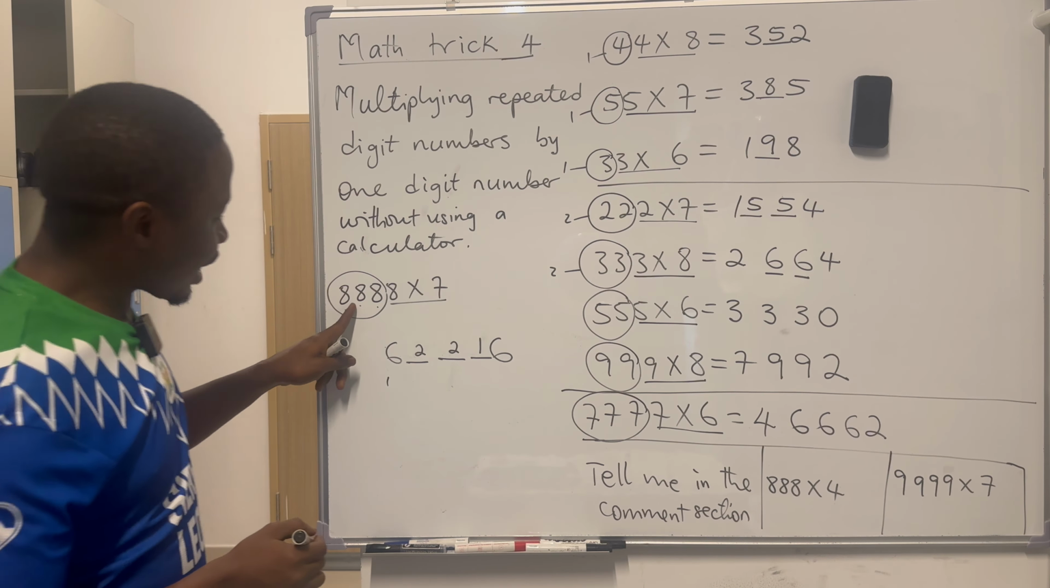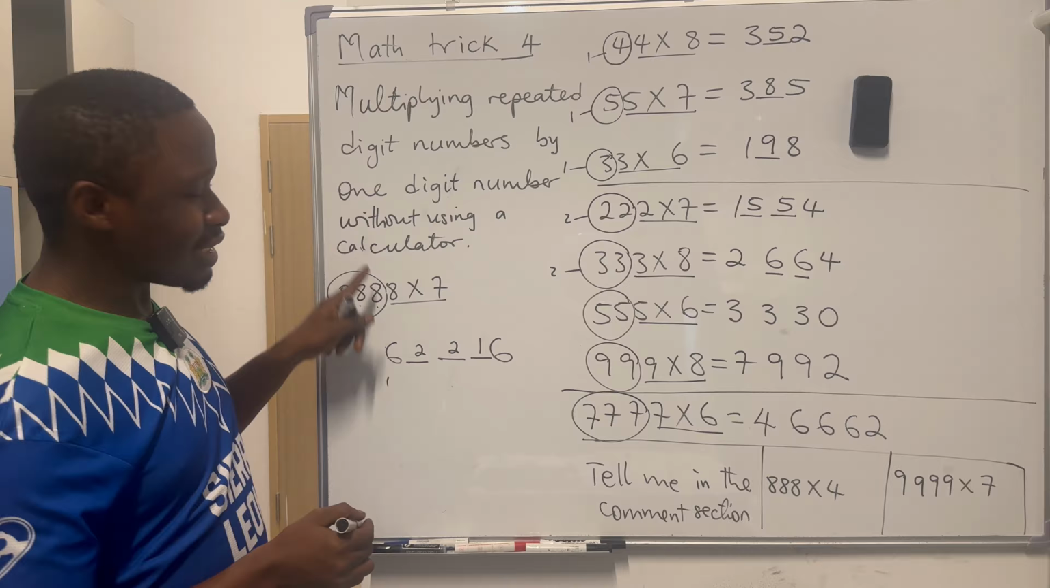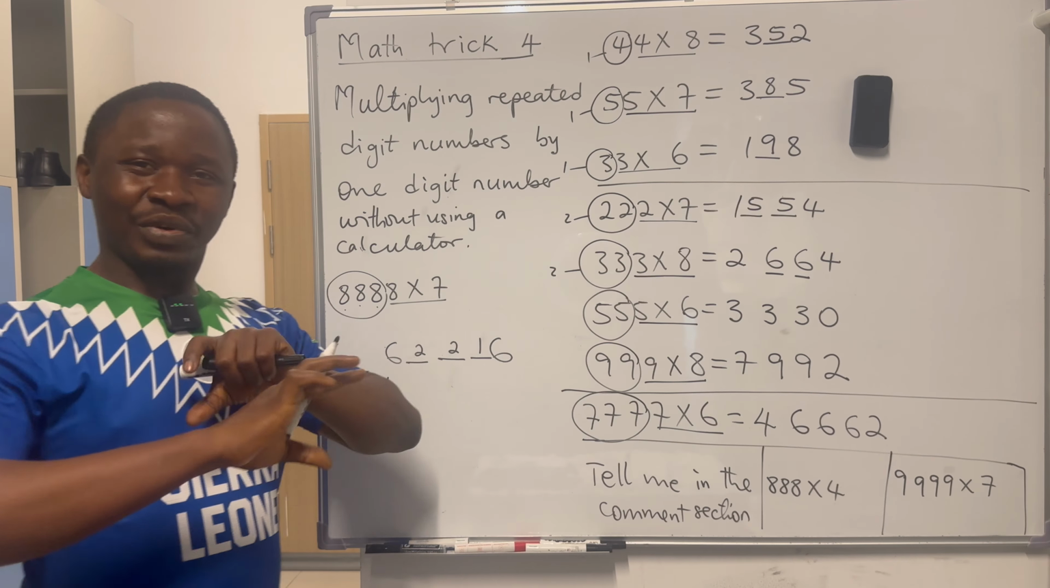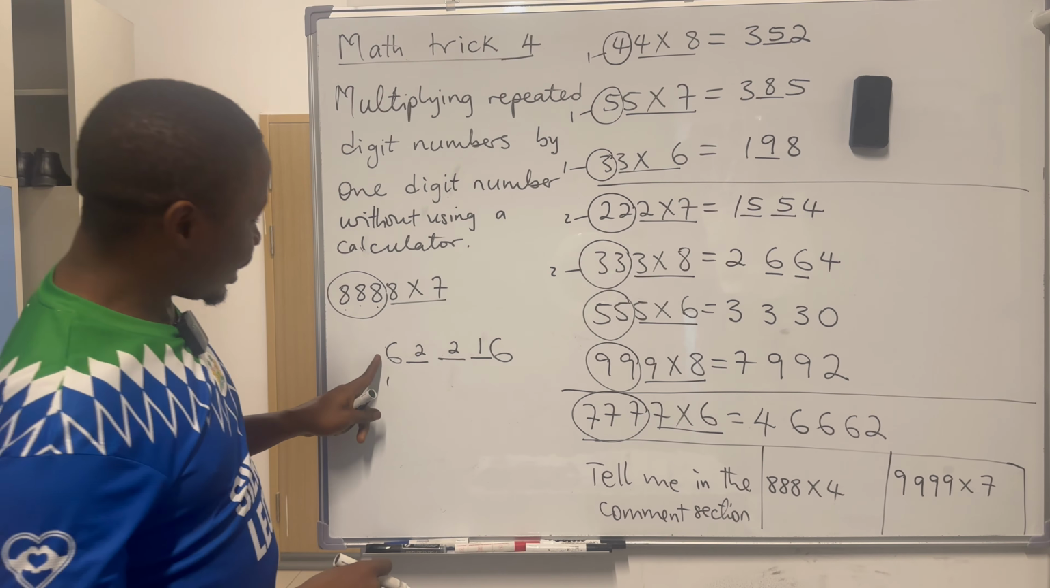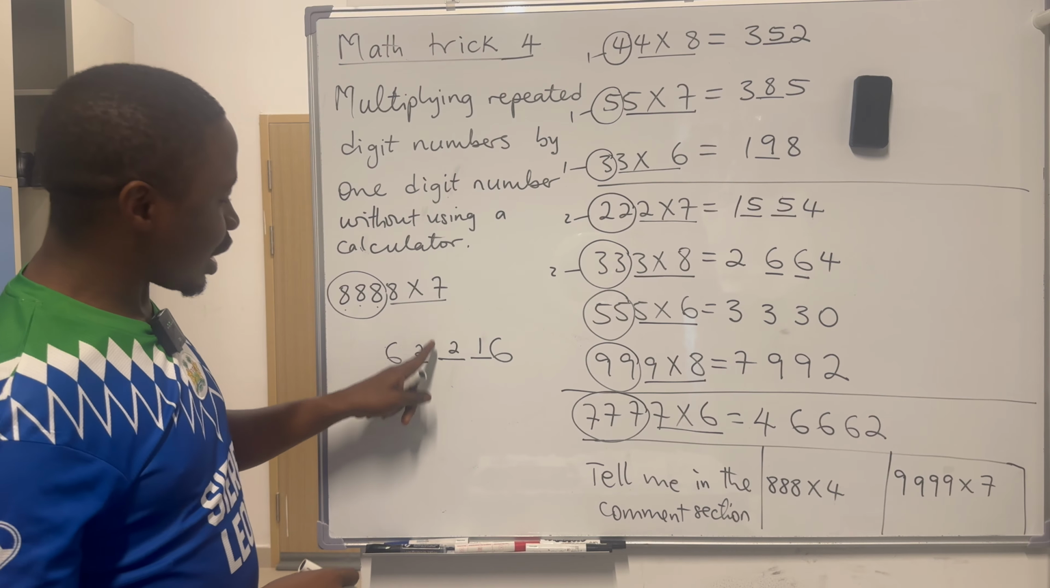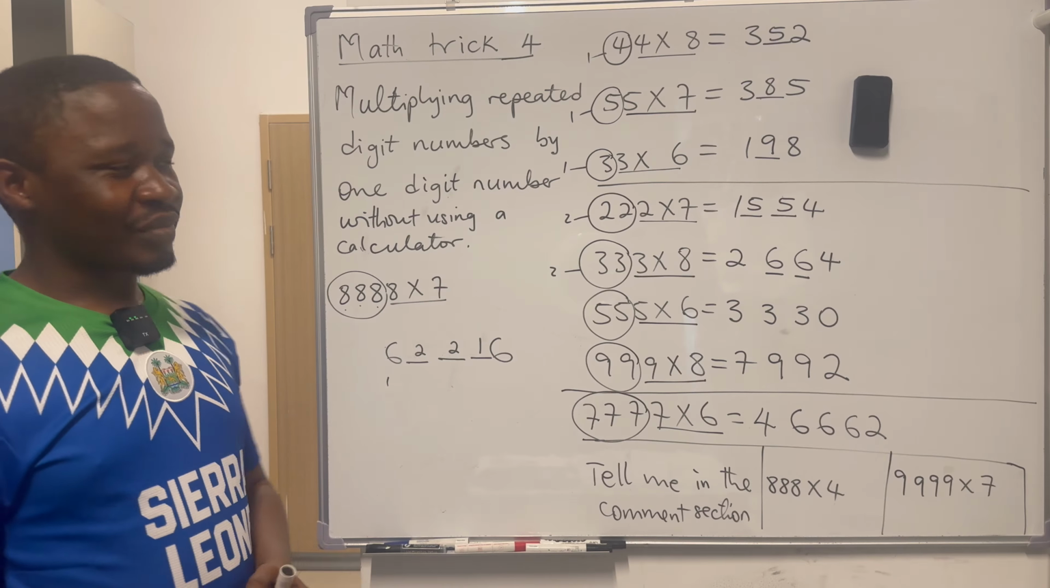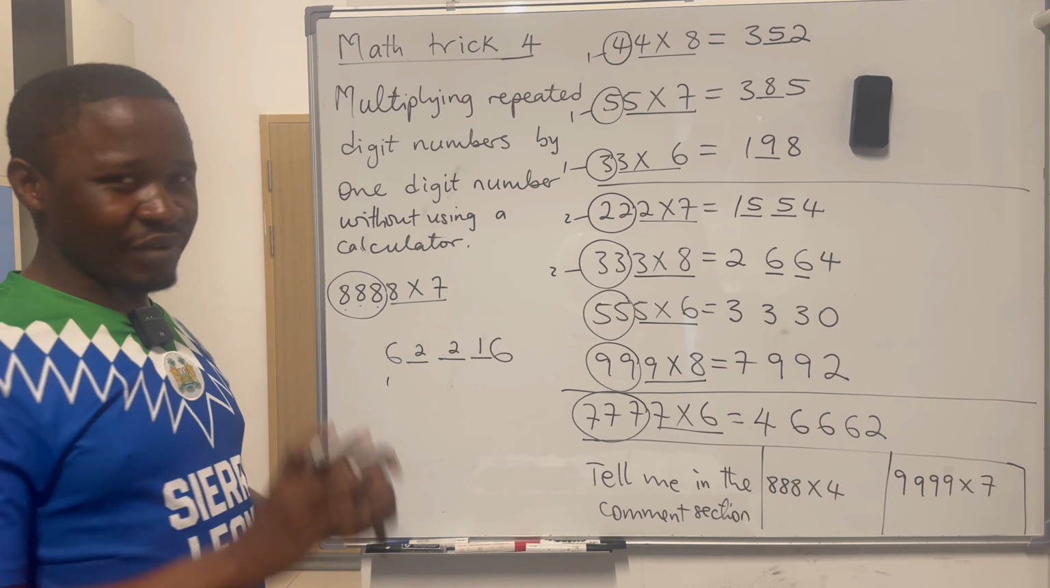So 8,886 times 7 without a calculator is 62,216. I hope you get this one very well.